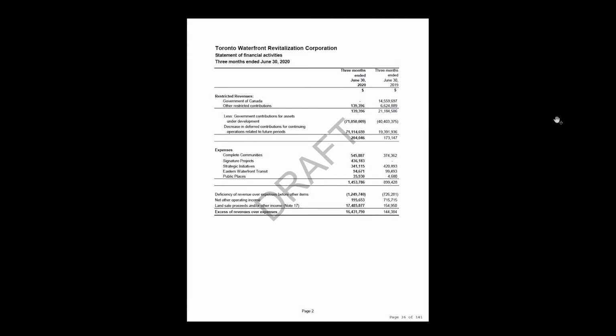The one significant item is the second last line, the land sale proceeds, which builds really our retained earnings. These are the land sale proceeds from the land sales in Bayside for Bayside lands and the Waterfront Innovation Center. So that builds our unrestricted surplus.